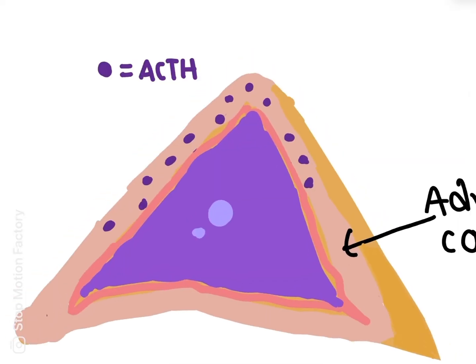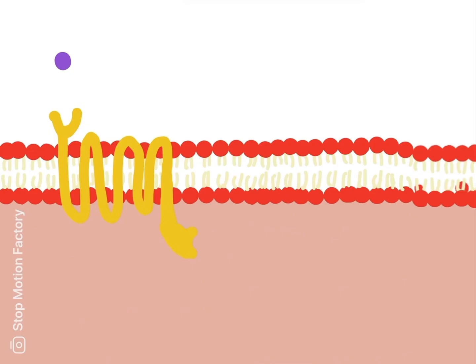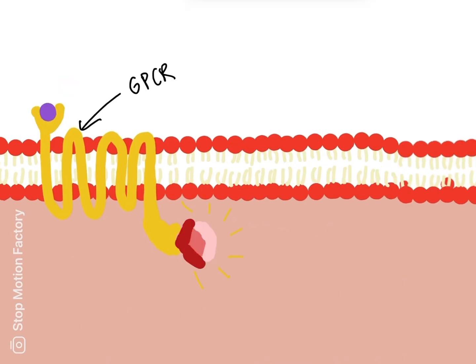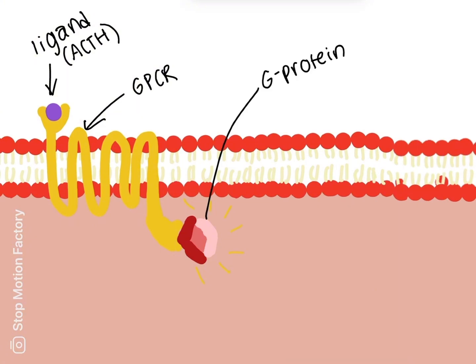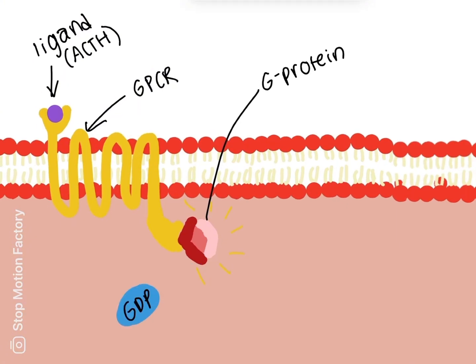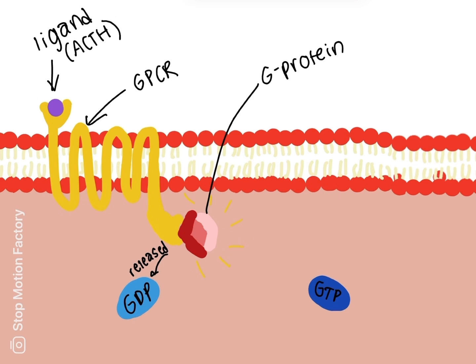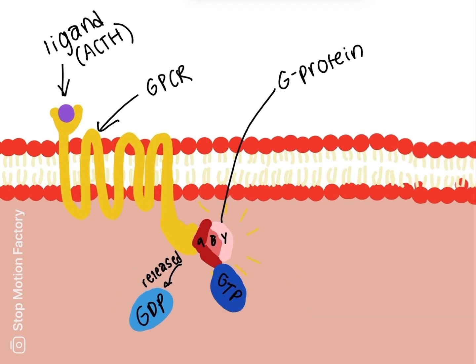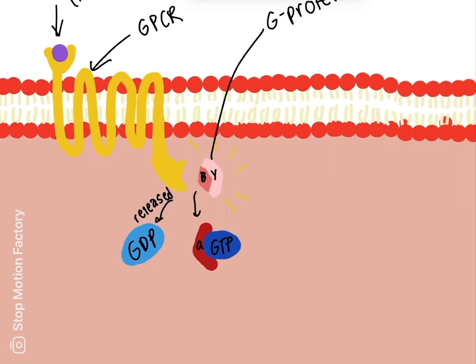ACTH, the ligand, acts through a G protein receptor that activates a G protein. The protein has three subunits: alpha, beta, and gamma. The alpha subunit has a bound GDP. That GDP is released and exchanged for GTP. The alpha subunit and GTP separate from the beta and gamma subunits.